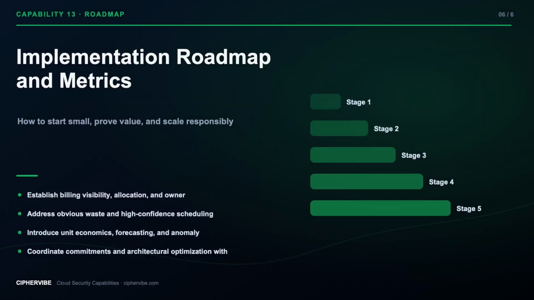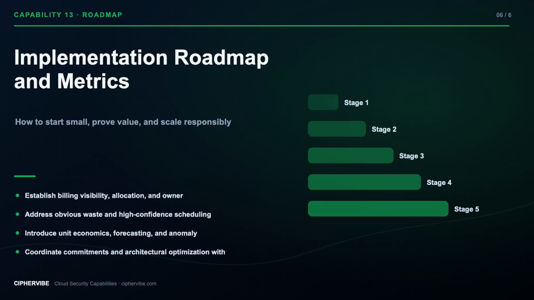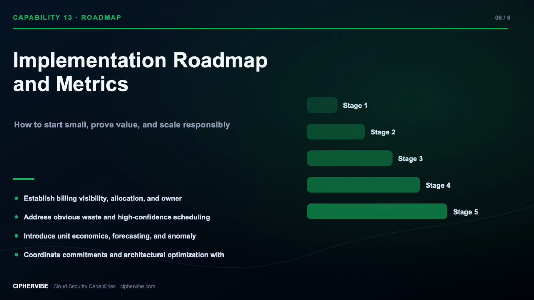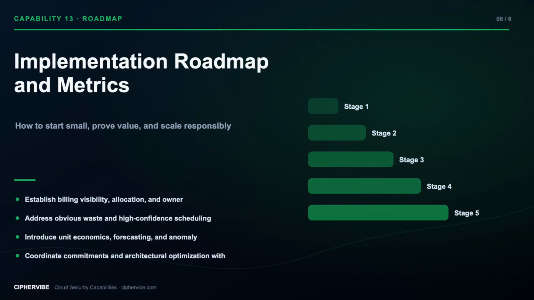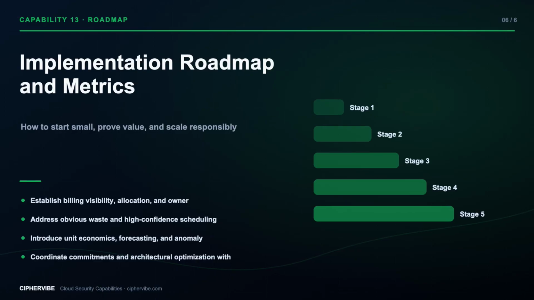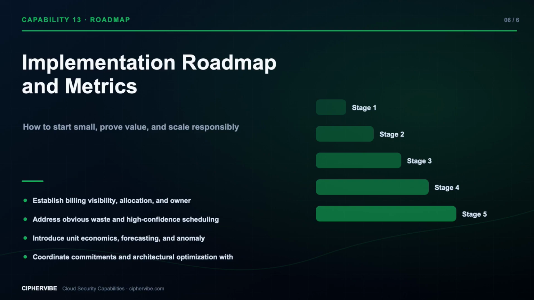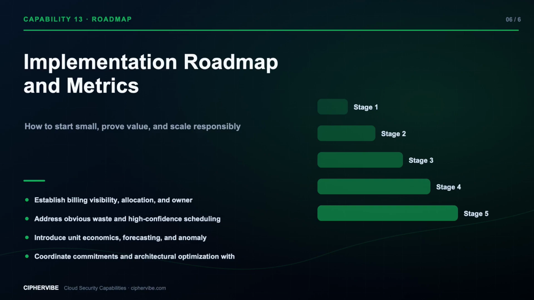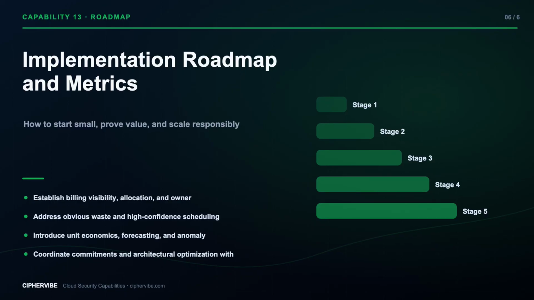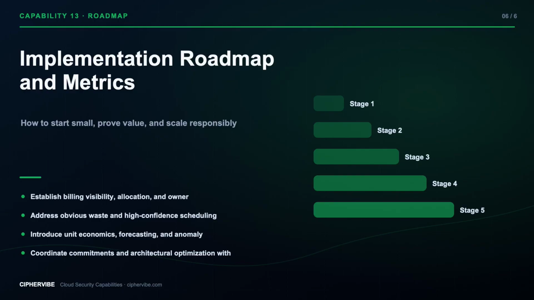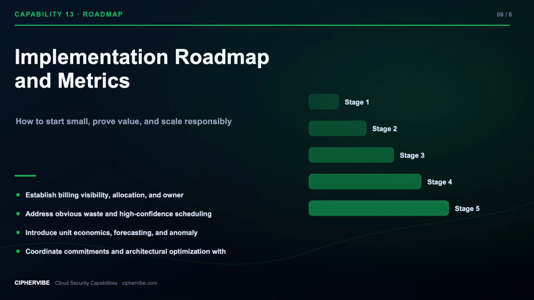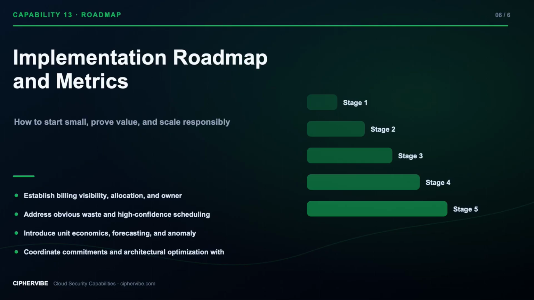A practical implementation roadmap for cloud cost and FinOps should build trust before scale. First, establish billing visibility, allocation, and owner accountability. Second, address obvious waste and high-confidence scheduling opportunities without weakening controls. Third, introduce unit economics, forecasting, and anomaly response into engineering workflows. Fourth, coordinate commitments and architectural optimization with product roadmaps. Fifth, integrate security findings so cost actions do not remove evidence, resilience, or protective capacity.